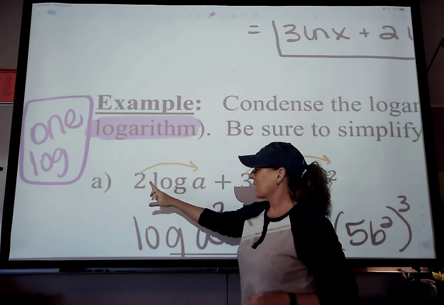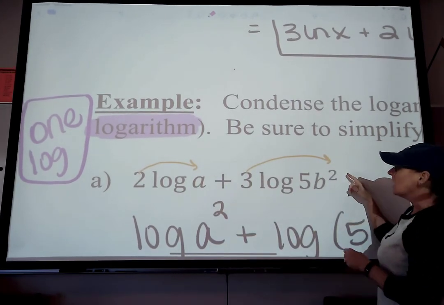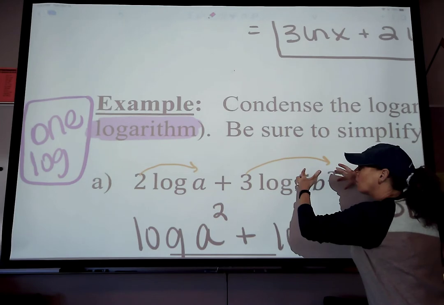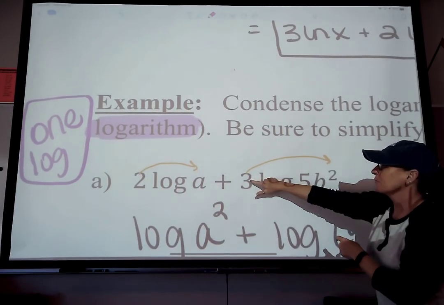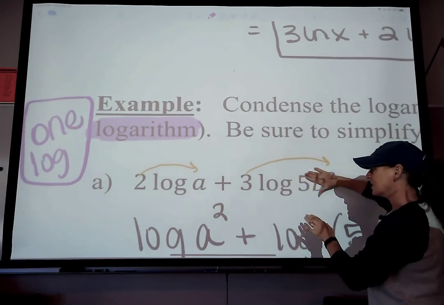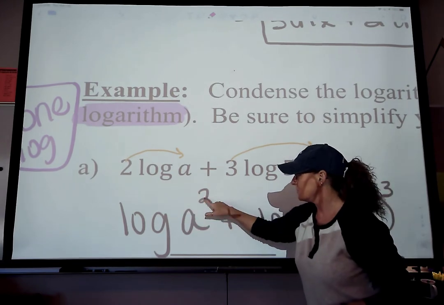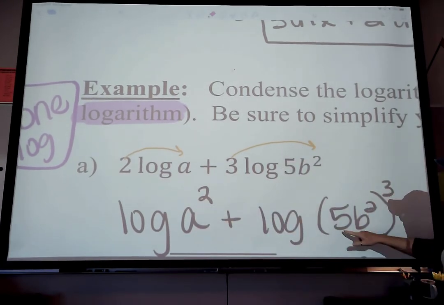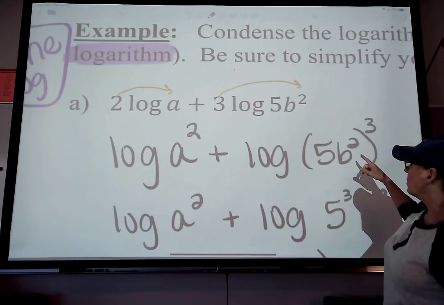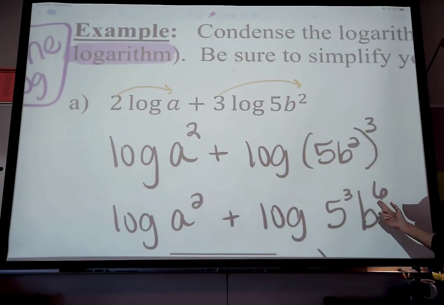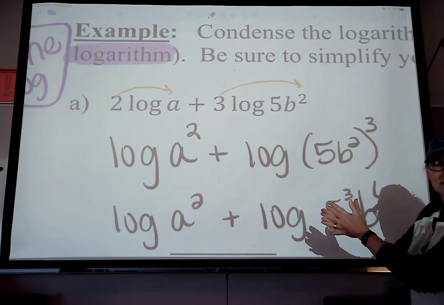I'm condensing, okay? So I move the 2 back up on top of the a, and I move the 3 up on top of all of this. The whole thing. Not just the b squared, but the 3 goes with everything. So notice how I wrote that. Move the 2 up. The 3 goes with everything. So I put the 3 with everything. And then I condensed it.